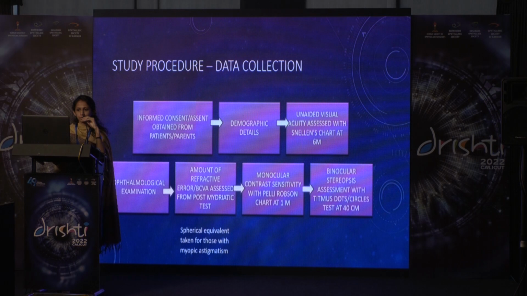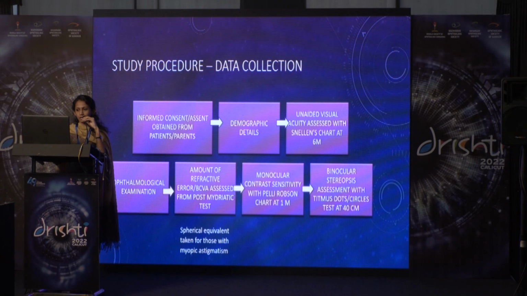For the study procedure, informed consent was obtained from the parents and assent obtained from the study participants, and demographic details were collected. Unaided visual acuity was recorded, a thorough ophthalmologic examination was done, and the amount of refractive error and best corrected visual acuity was assessed from the post-mydriatic test. Monocular contrast sensitivity was assessed with the Pelli-Robson chart at 1 meter, and binocular stereopsis with the Titmus dots and circles test at 40 centimeters.